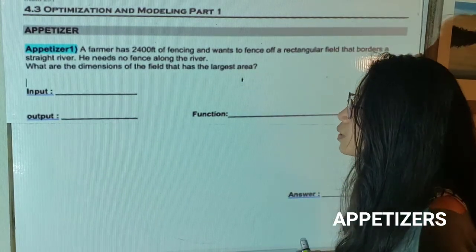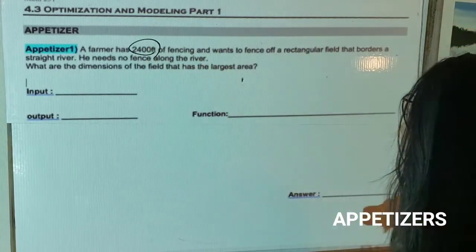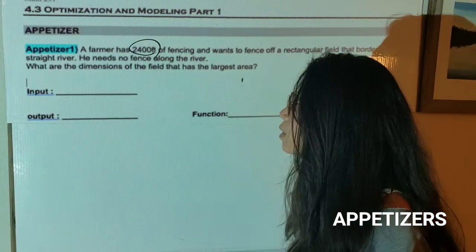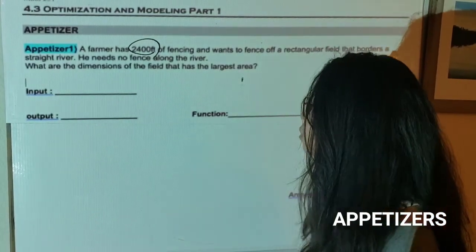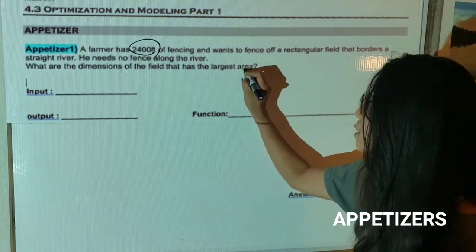A farmer has 2,400 feet of fencing, and he wants to fence off a rectangular field that borders a straight river. He needs no fence along the river. What are the dimensions of the field that has the largest area?